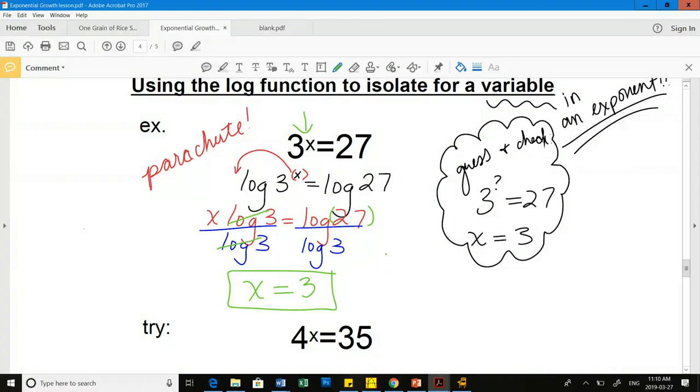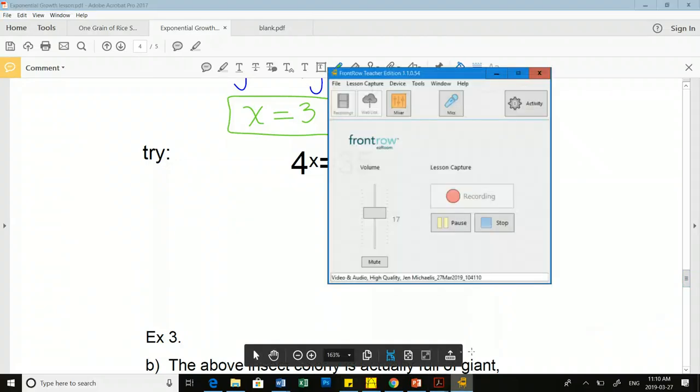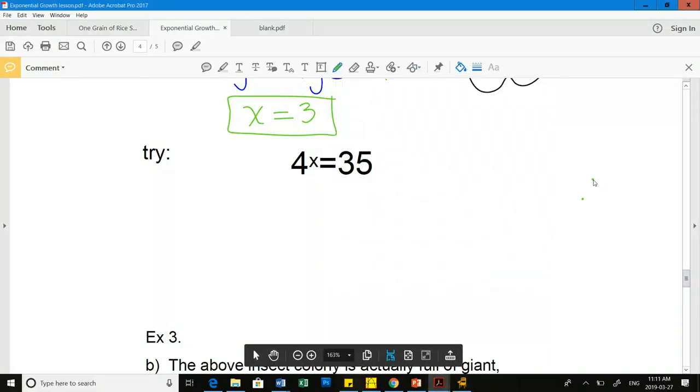Okay, so I want you guys to solve for x in the next question here. I'll give you a second to do that. See if you can use log to solve for x. Okay, does someone want to take us through how they solved this one?